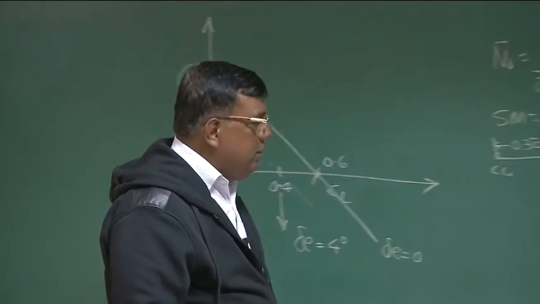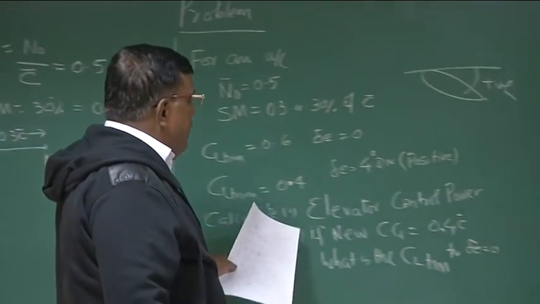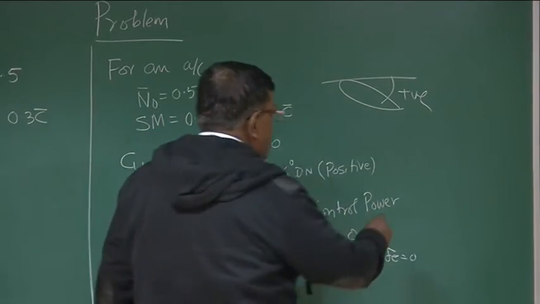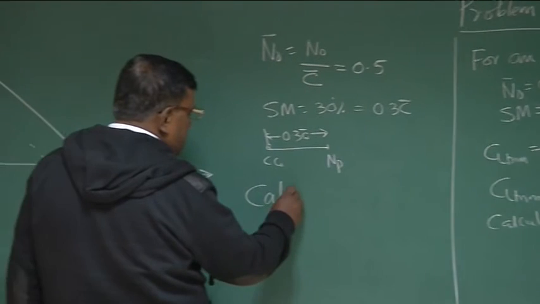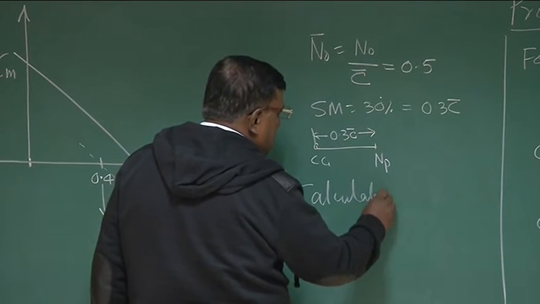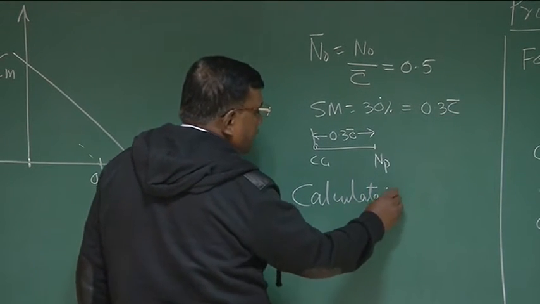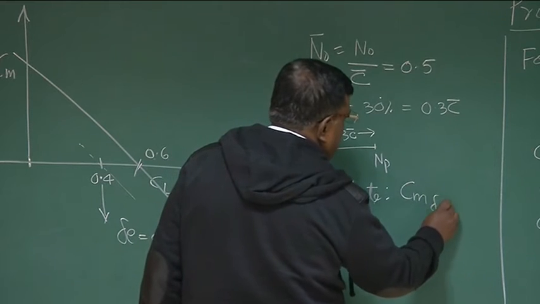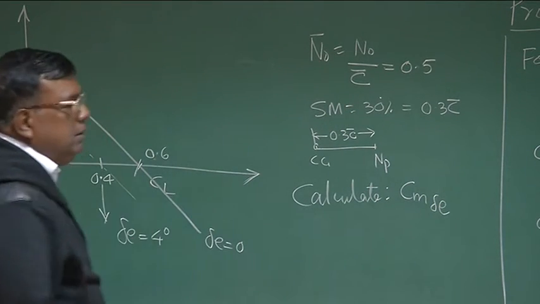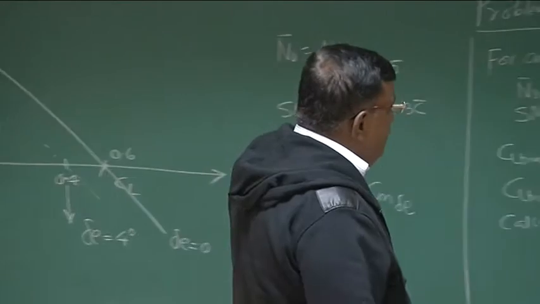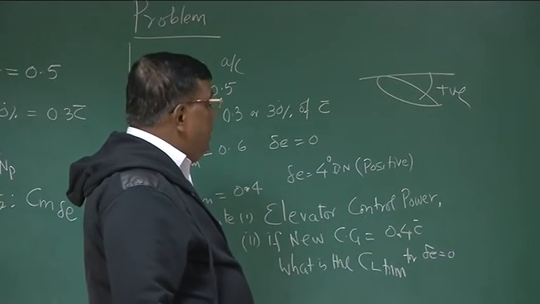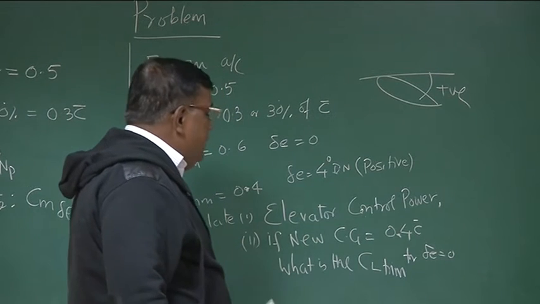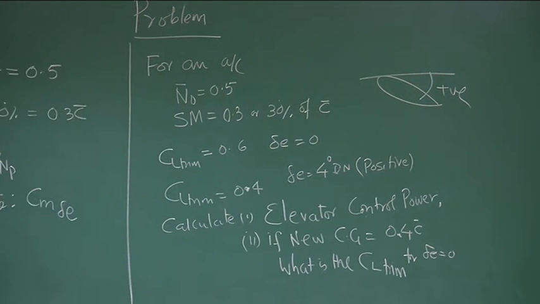And what is the question? The question is to calculate elevator control power. By now you are smart, and that is nothing but Cm delta E. And second, if the new CG is 0.4 C bar, then what is the CL trim? The aircraft can be trimmed with delta E equal to 0.